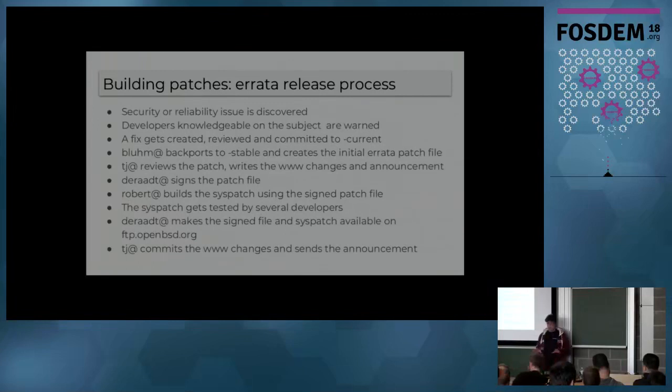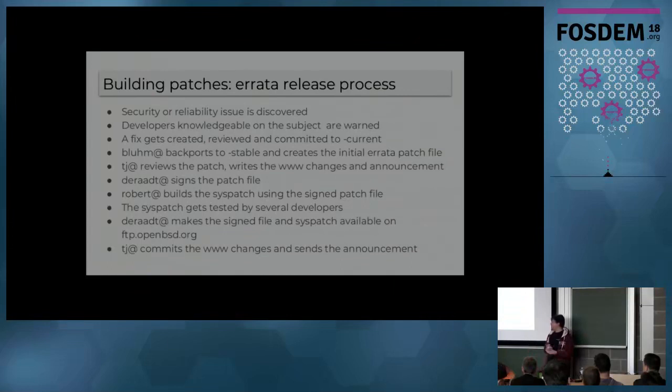So let's have a look at how the process and the building of patches works. So first of all, someone notices an issue with the code. So they will tell the developer, your code sucks or whatever, has a security issue in it. So we create a fix. We get, of course, validation and review. It is committed to current. And then Bloom will backport it to stable and create the initial errata file. TJ will then review the patch, write the changes on our website, and create an announcement.